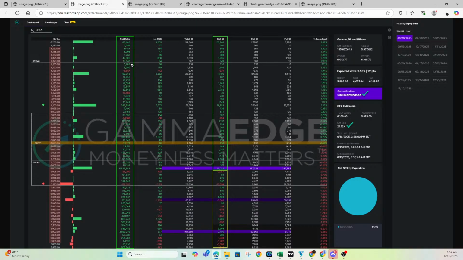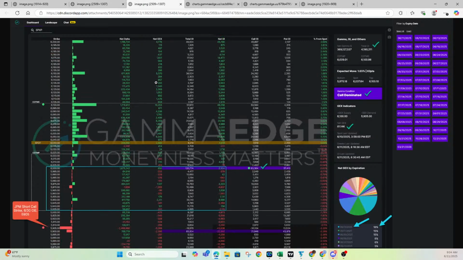Net delta green up and down the whole complex. So again, this is a bullish look, as well as the net OI. So again, this is kind of our 30,000 foot view of how the larger market participants are positioning with the overall market. And again, this remains bullish.